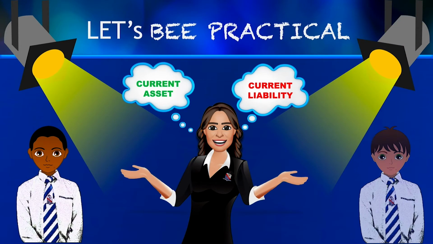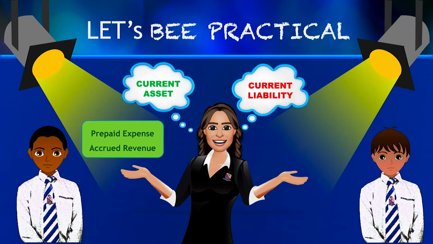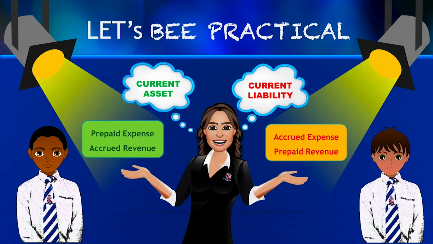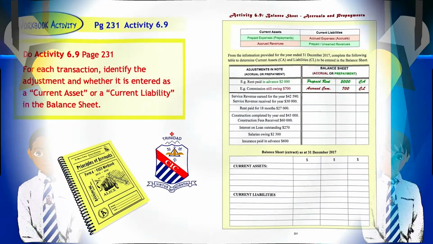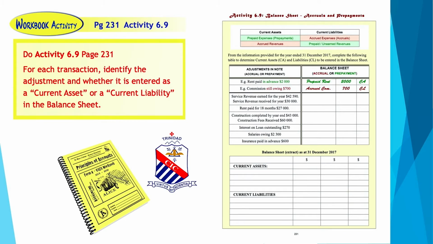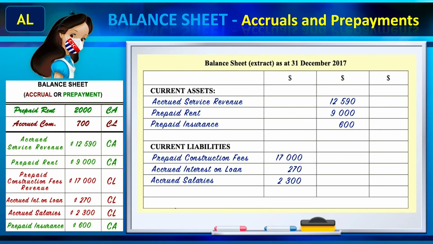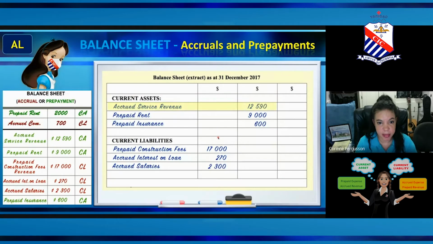So every time they ask you for a balance sheet, this is what you are doing, identifying whether it's a current asset or current liability. Prepaid expense and accrued revenue is a current asset. Accrued expense and prepaid revenue is a current liability. So this activity was given to you guys. These are the answers. And you would see under current assets, your accrued revenue, your prepaid rent, and your prepaid insurance.